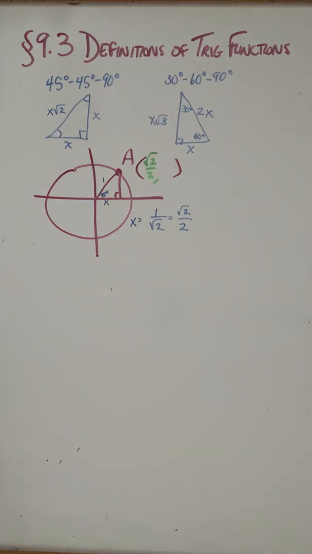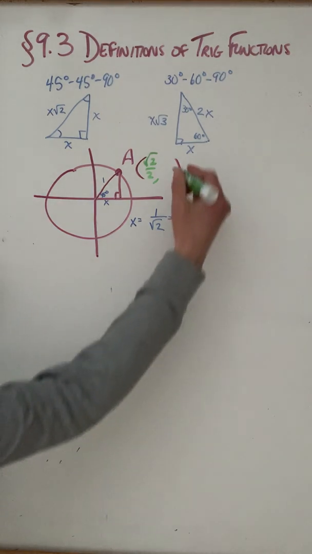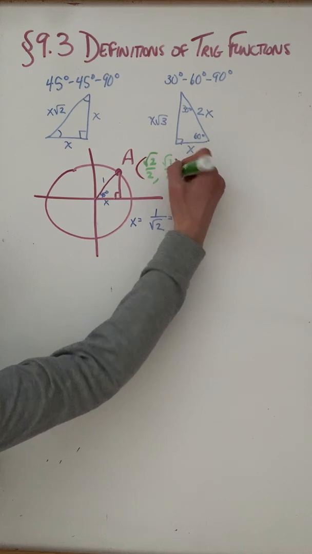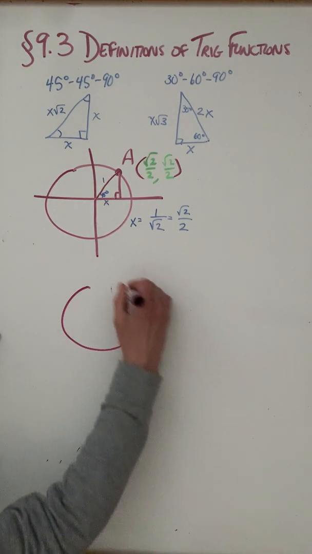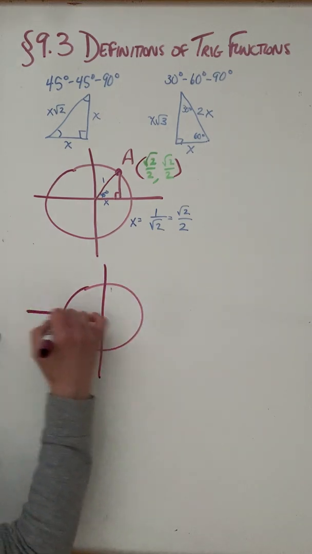So my x coordinate is root 2 over 2. What does my y coordinate have to be? Since it's a 45-45-90, they have to be the same. So the coordinates of point A are root 2 over 2, root 2 over 2. All right, let's do the same thing for a 30-60-90 triangle.